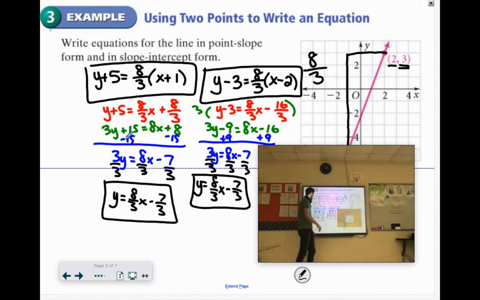Cool? So we've got some stuff to practice. Graphing in point-slope form is very important. Also being able to move equations around is very important in point-slope form.